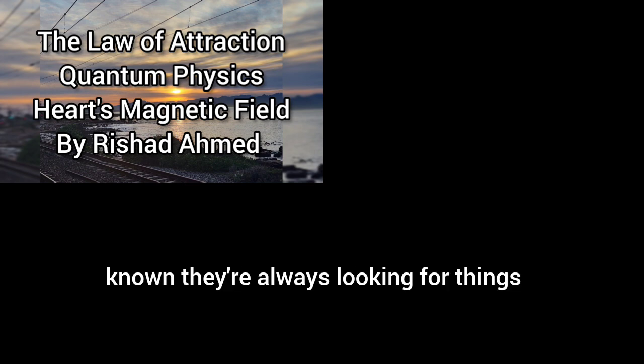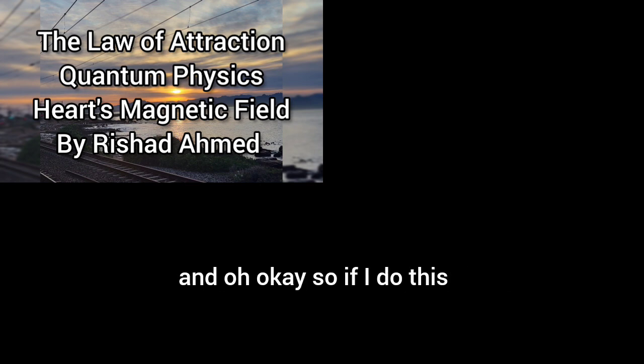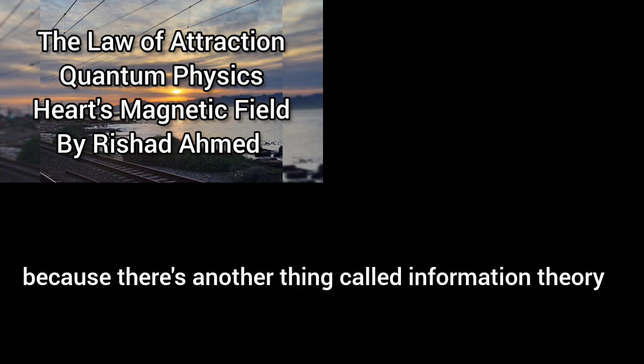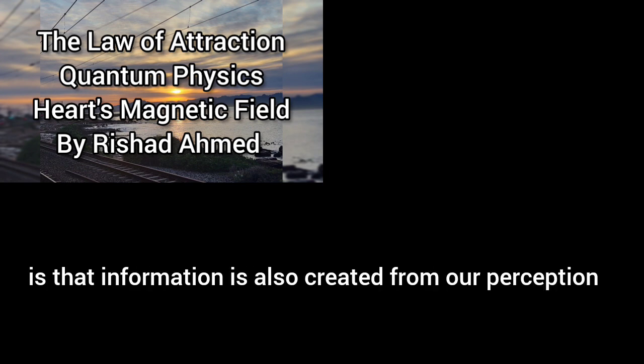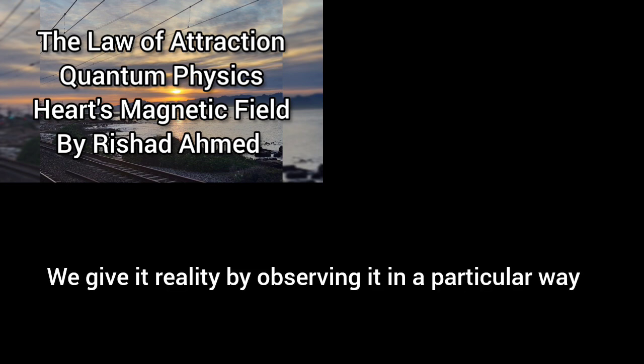They're always looking for things and, oh, okay, so if I do this and I do that, then I'll get that. And they're trapped because there's another thing called information theory, which John Wheeler expands a lot about, is that information is also created from our perception, again, with measurement and observing. So information is not real. We give it reality by observing it in a particular way.